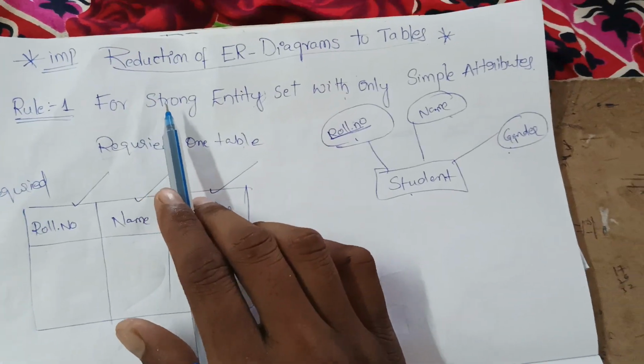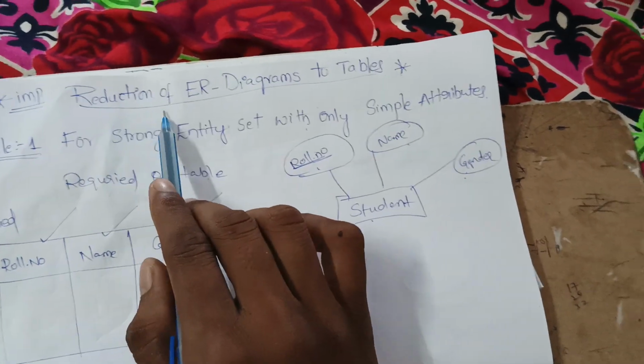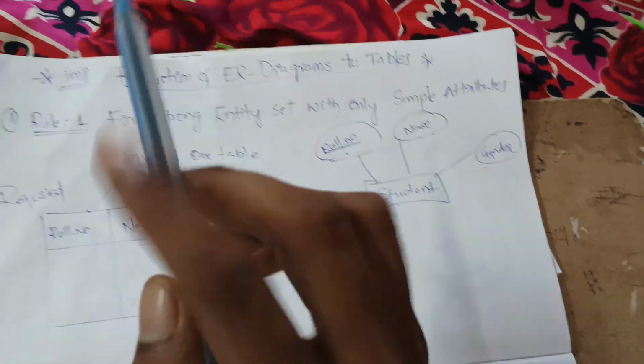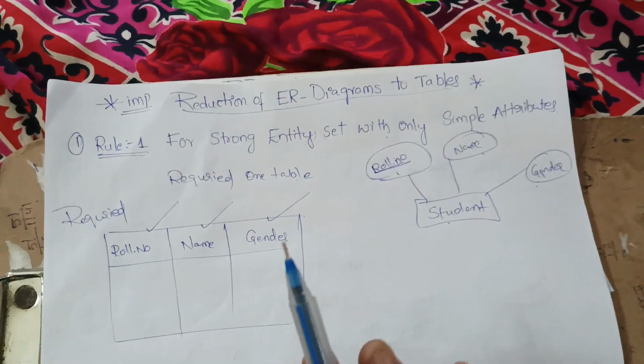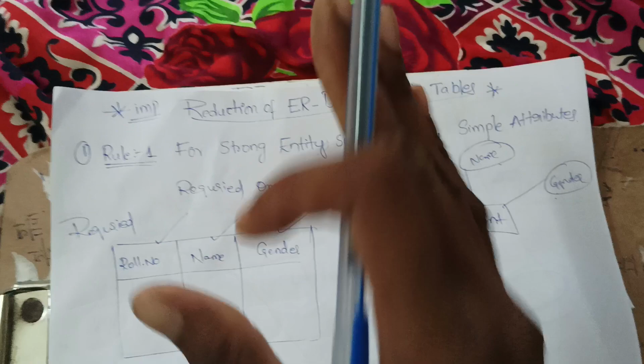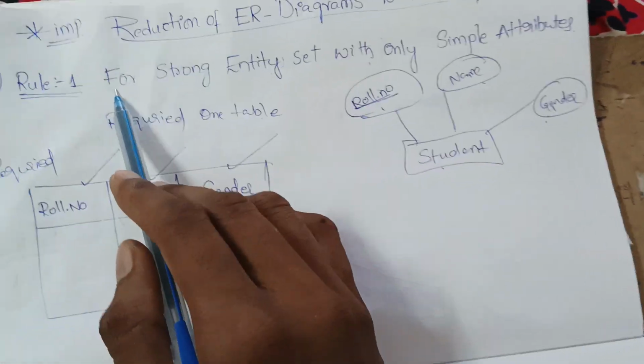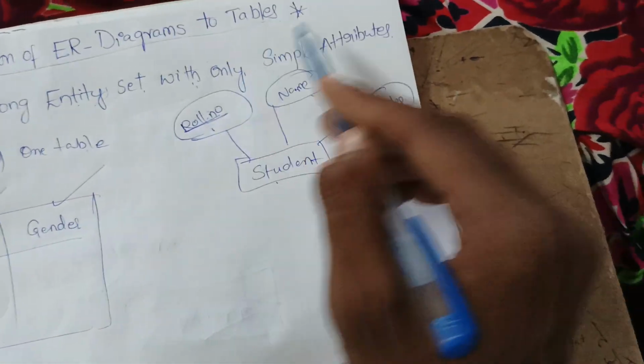Hi everyone, in this video we will learn one important topic, that is reduction of ER diagrams to tables. We will learn six rules on how to develop a table from an ER diagram. The first and foremost rule is for a strong entity set with only simple attributes.